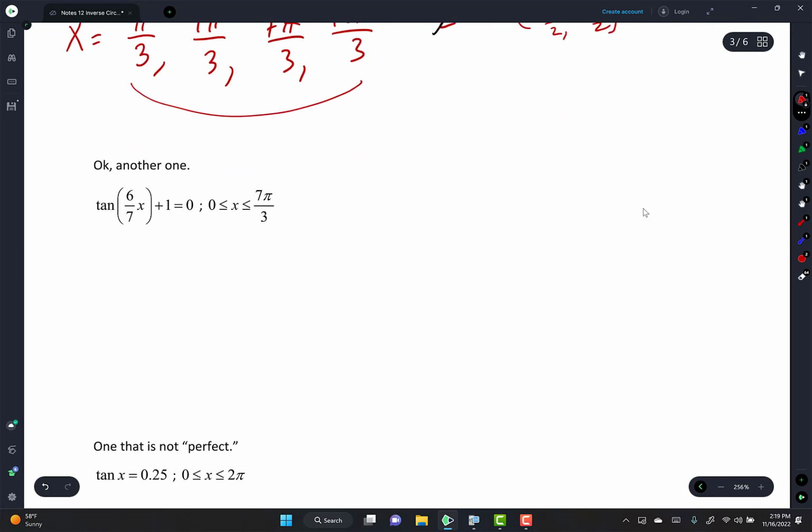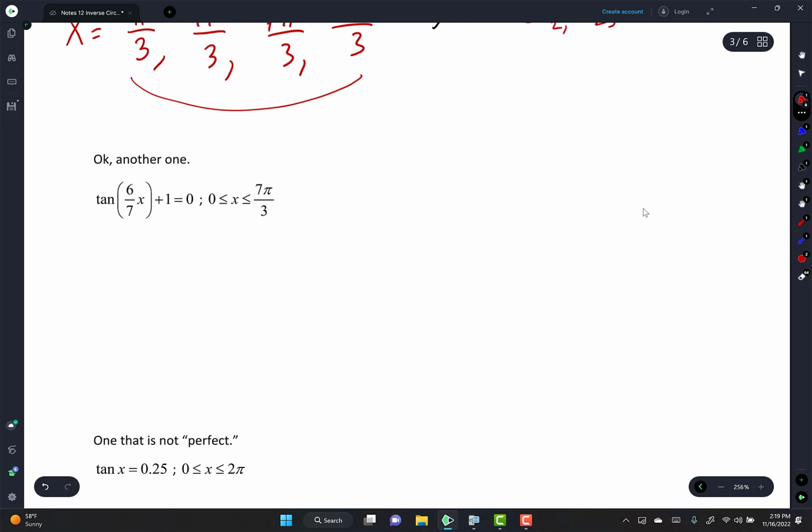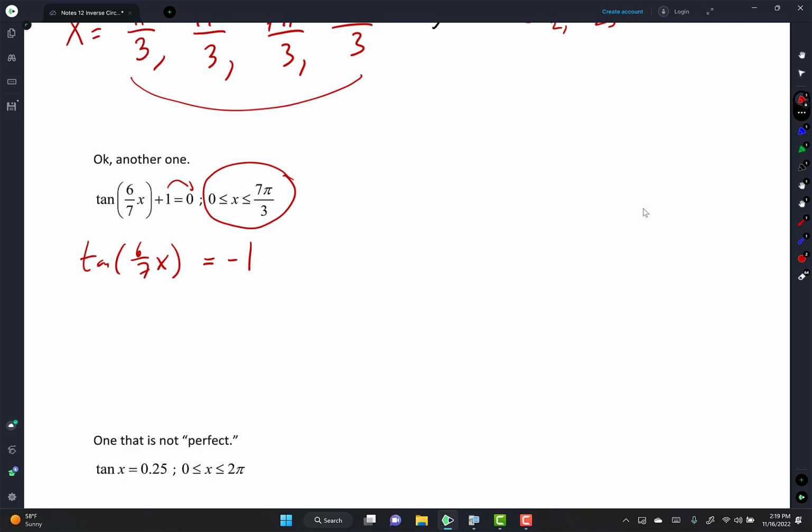And you're like, Chav, I don't know. Relax. Let's go slow. I'm trying to solve for x. First thing you're going to do, move the 1 to the other side. So they're telling me that all my x values better be between 0 and 7 pi over 3. So I'm going to write this. Tan 6/7 x equals negative 1. Are we okay so far?